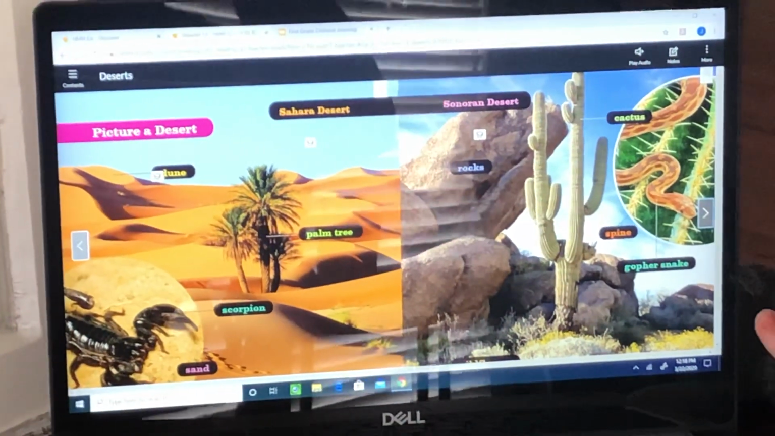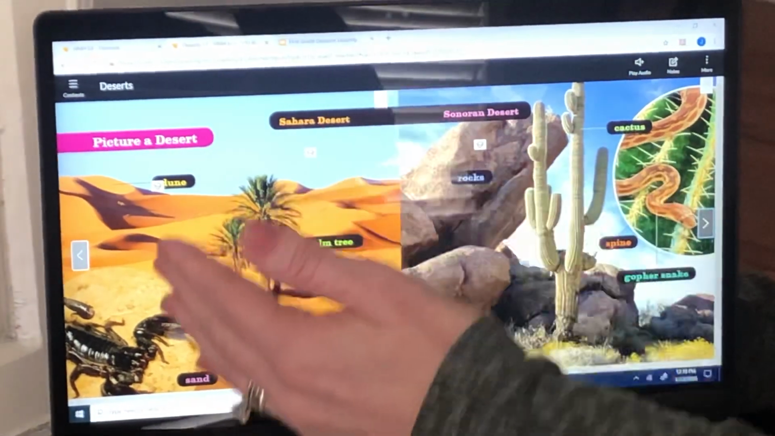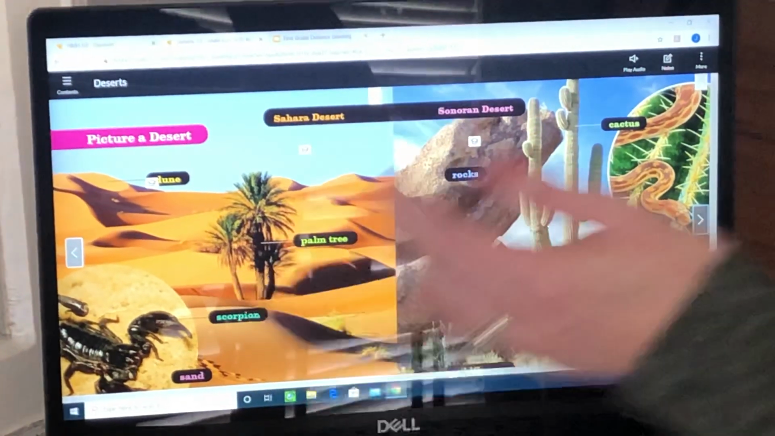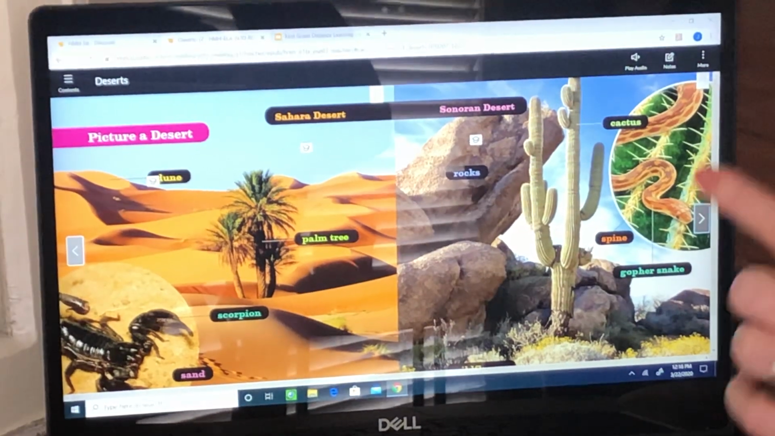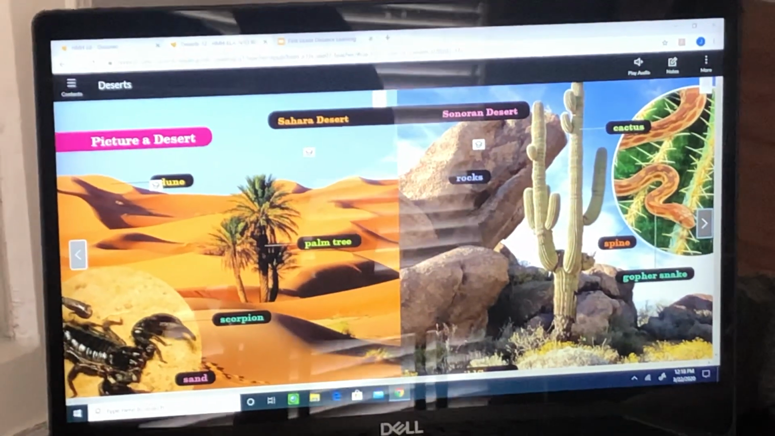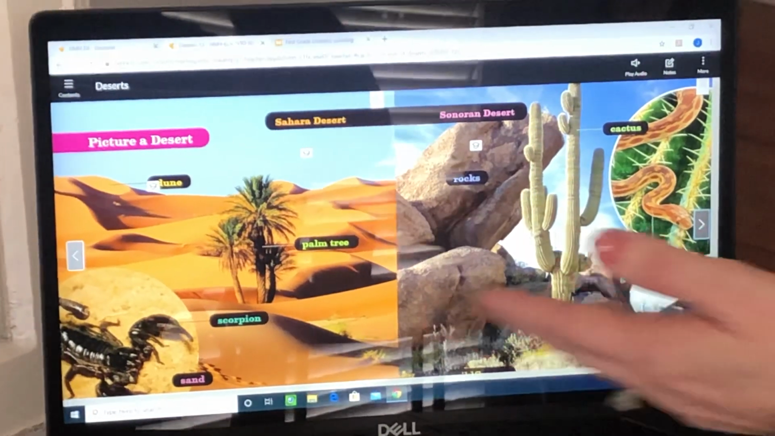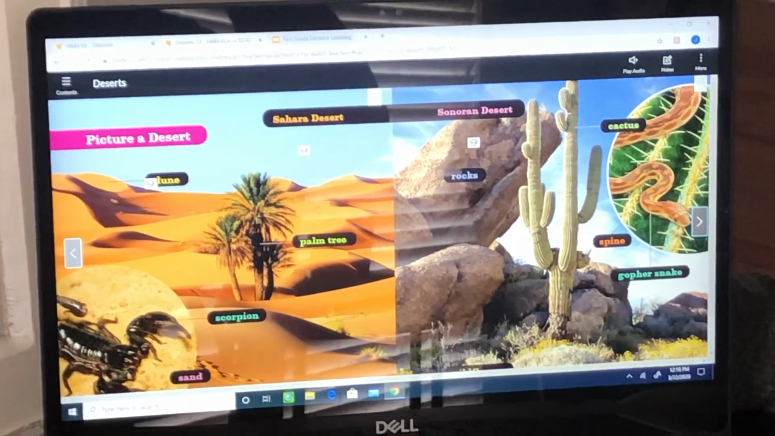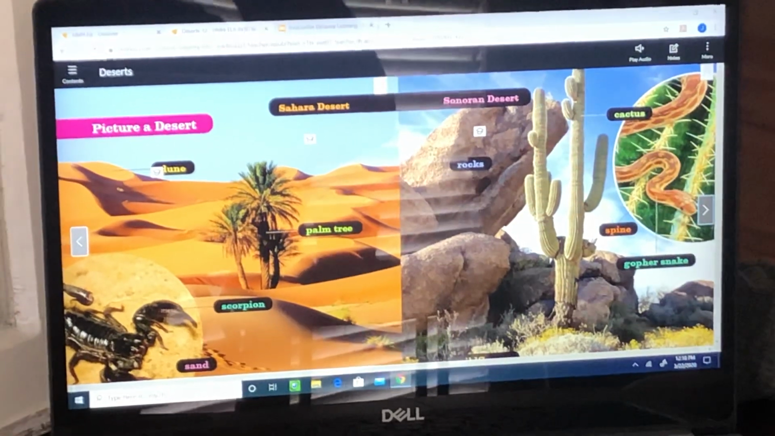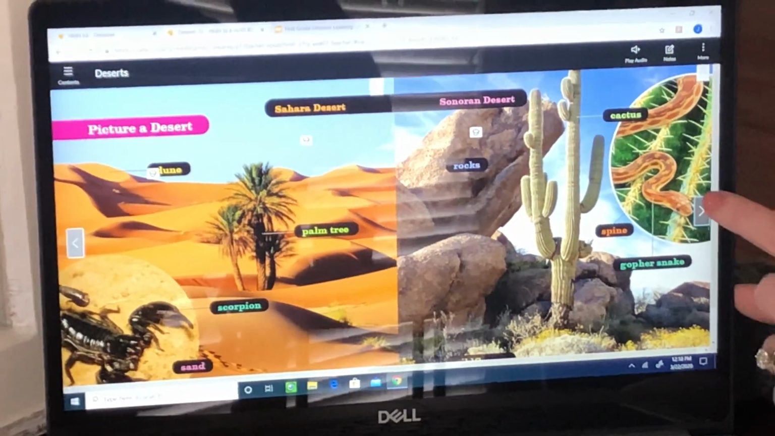Okay, now this is a great picture. It has a picture of the Sahara Desert and a picture of the Sonoran Desert. And they're different things. So not every desert is exactly the same. And in nonfiction text, a lot of times you'll have pictures with labels. So you can go through and look at this when you have some time.